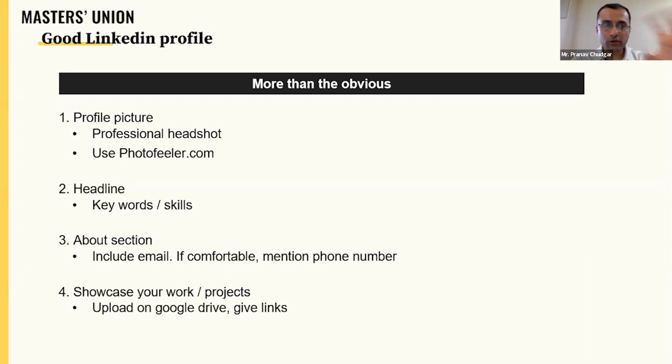So if you don't have a profile picture, if you don't have written what you are doing, if you don't have your education background, I am least interested in interacting with you because I don't know who the other person is on that side of LinkedIn.